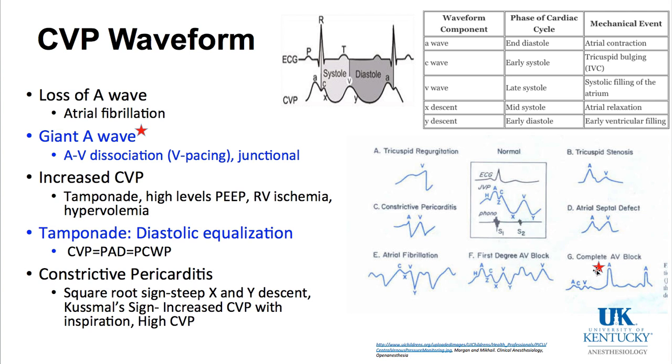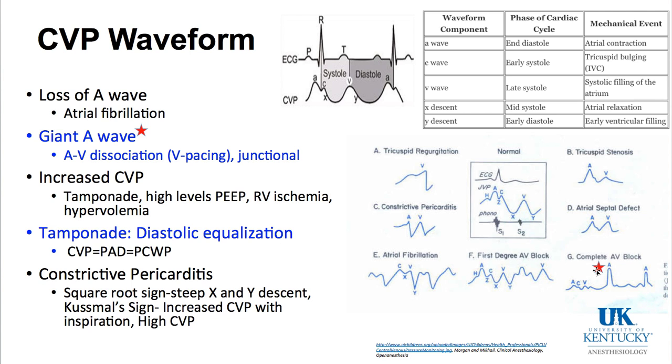Giant A waves, as shown by the red star in the figure on the bottom right, can occur when you have AV dissociation. That is, the atria contracting and the ventricle contracting, not in the usual order, with a wave possibly meeting from the atria going down, the ventricle coming up, meeting, and sending this shock wave back up the CVP tracing. A complete AV block would be an example of AV dissociation and giant A waves occurring. They can also occur with V pacing.